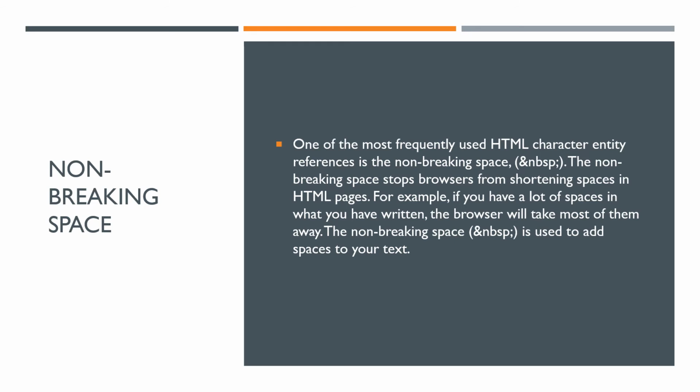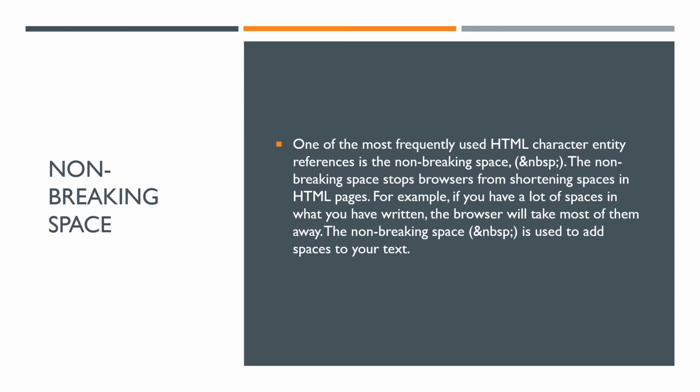So one of the most frequently used HTML character entity references is the non-breaking space, and that is put into code as the ampersand NBSP semicolon. And the non-breaking space stops browsers from shortening spaces in HTML pages. So it makes sure that the line breaks the way that you want it to. So for example, if you have a lot of spaces in whatever you've written, the browser will take most of them away if you do not have this non-breaking space character entity in there.